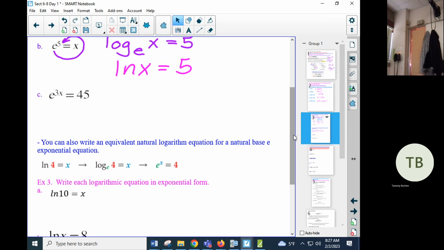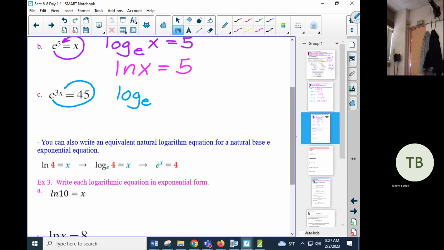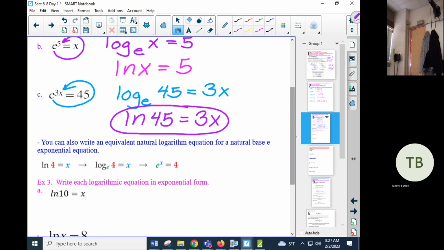Same thing with this one. Doesn't matter what the power is, whether it has a plus sign, you do it all the same. So you'd go log base e. Again, what comes next is my 45, and that equals 3x. Okay, and then what I would do is replace the log base e with natural log. Is that easy enough? Okay.